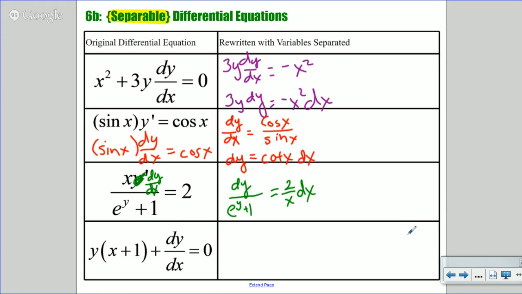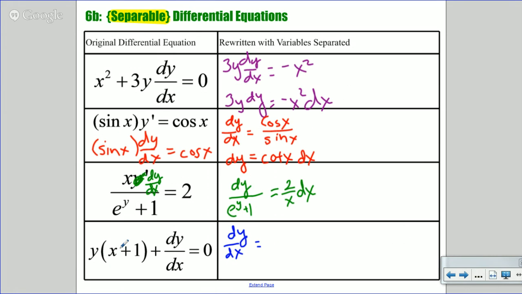Okay, last one. I have y times the quantity x plus 1 plus dy dx equals 0. Do you see anything different here? Okay, for the first time, the dy dx is being added instead of multiplied, so we're going to need to be kind of careful here with how we do things. So what I'm going to suggest is first go ahead and move this whole term over.